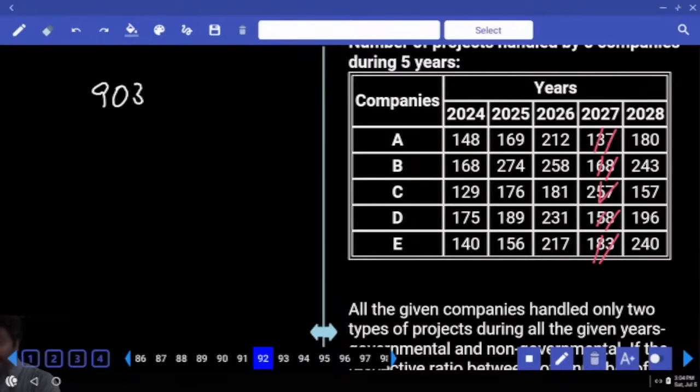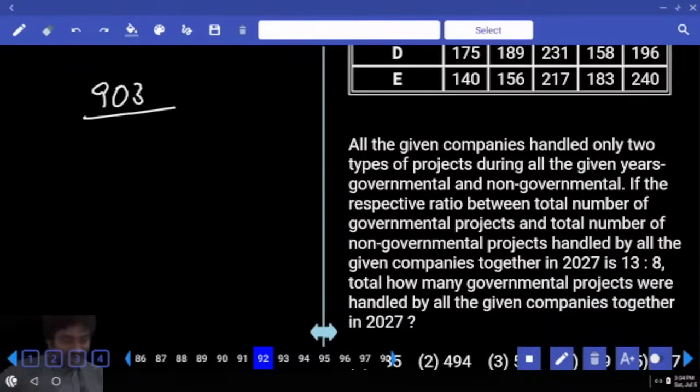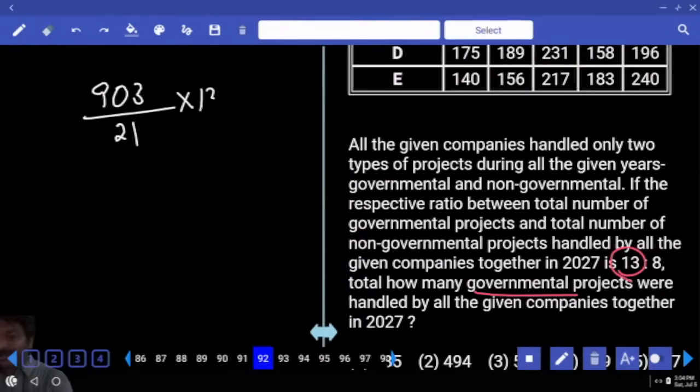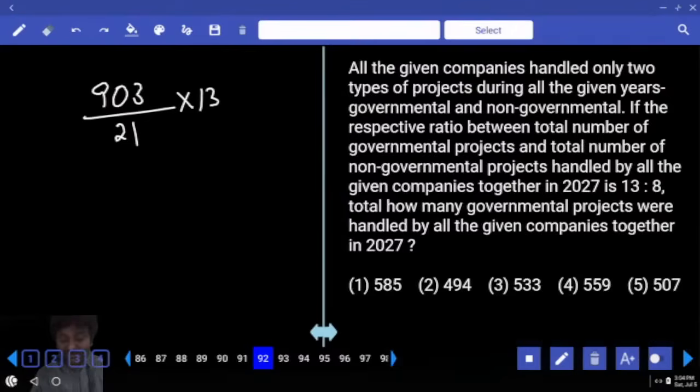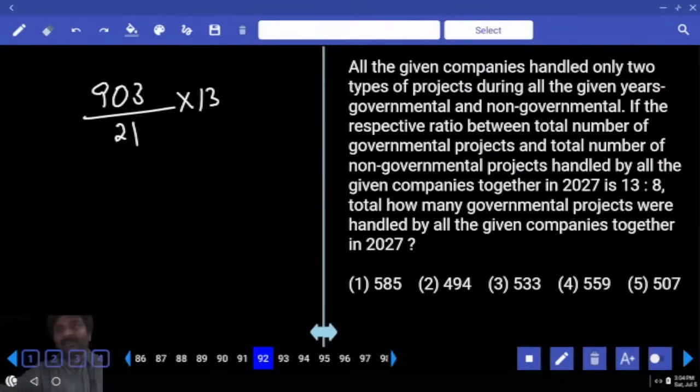870 is divided into 13:8. Total how many parts? And what projects are we looking for? Governmental only, which are 13 parts into 13. Come on. Numerator ends with 1, denominator ends with 1, into which number ends with 9? Answer should end with only 1.